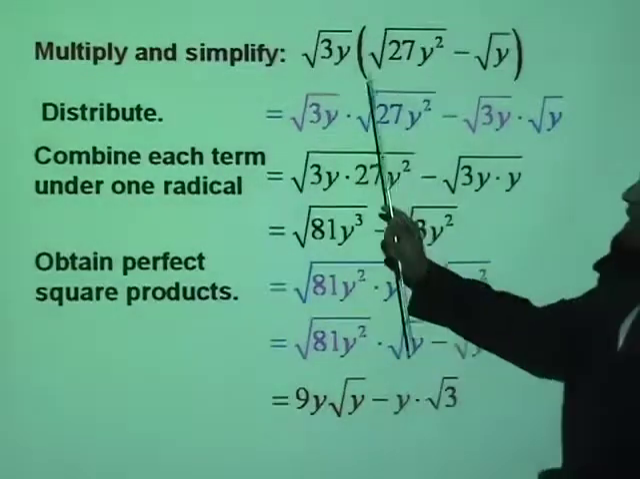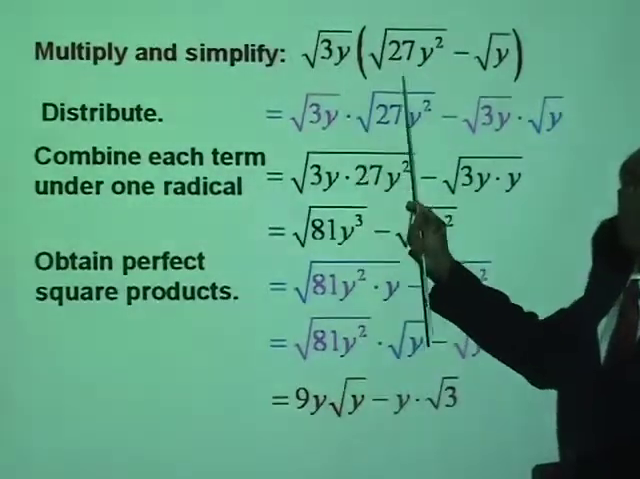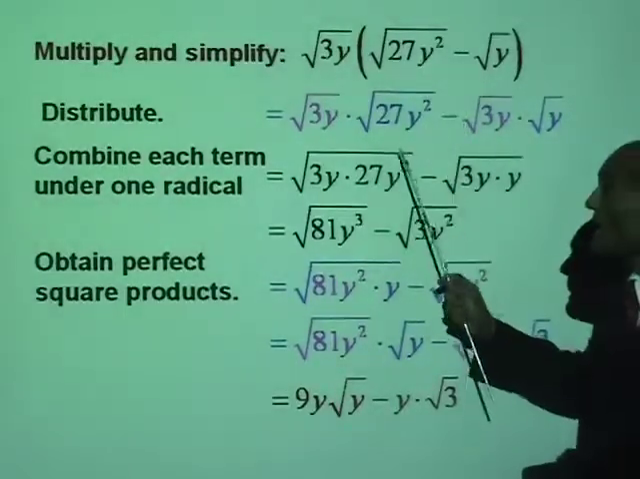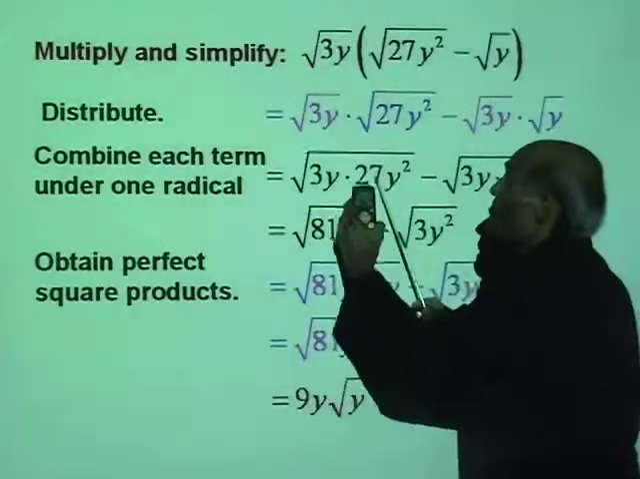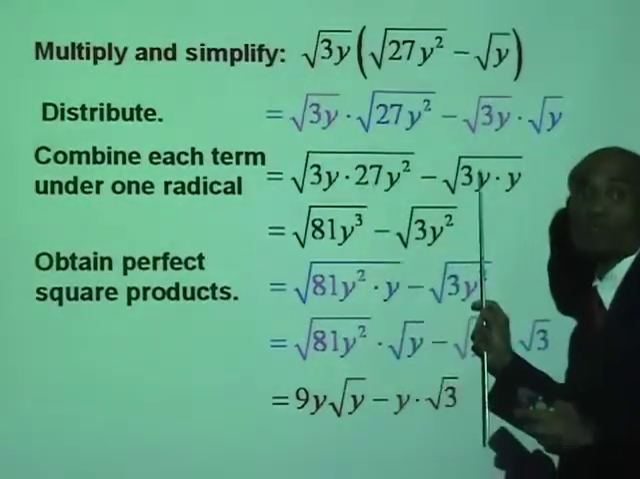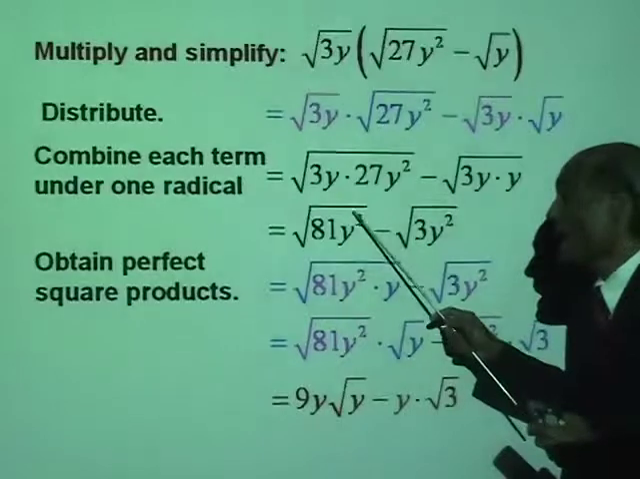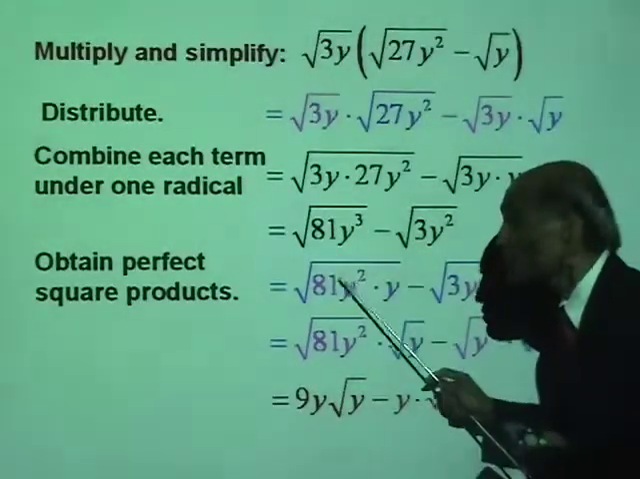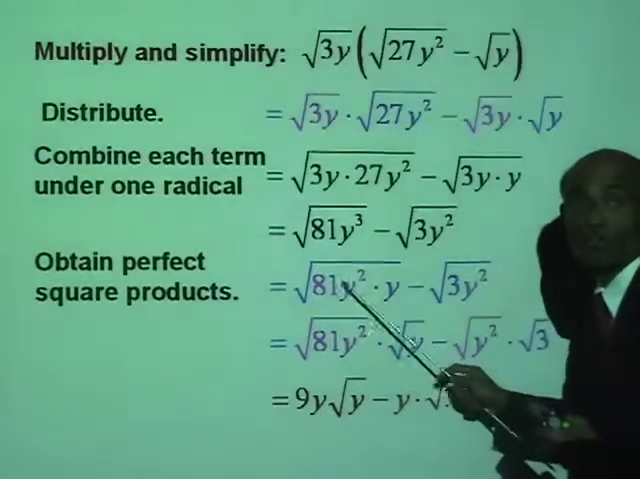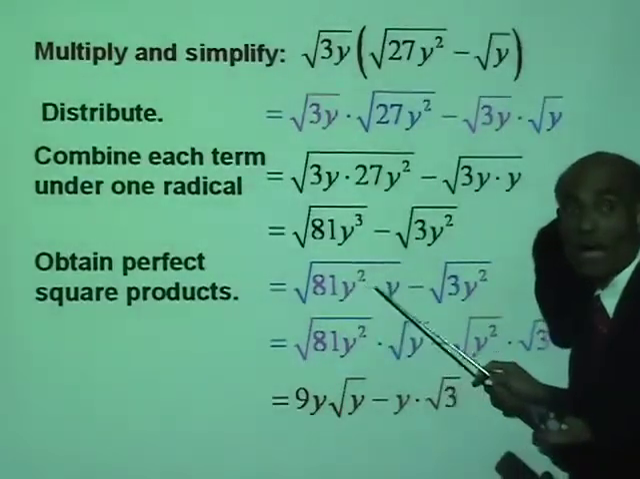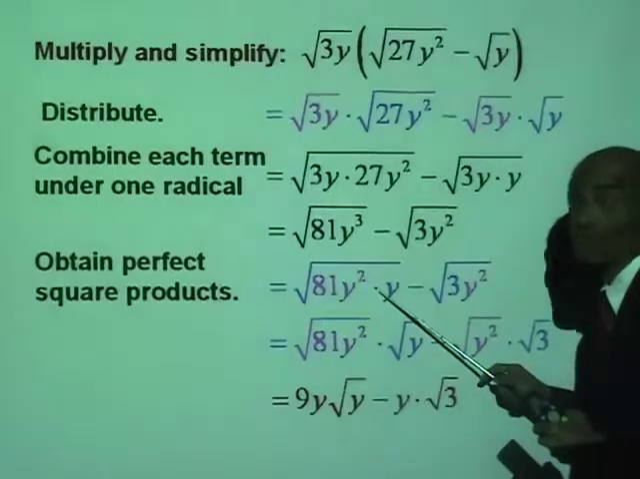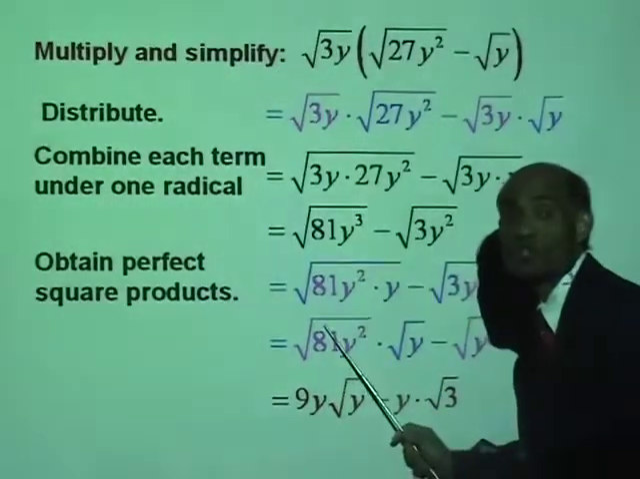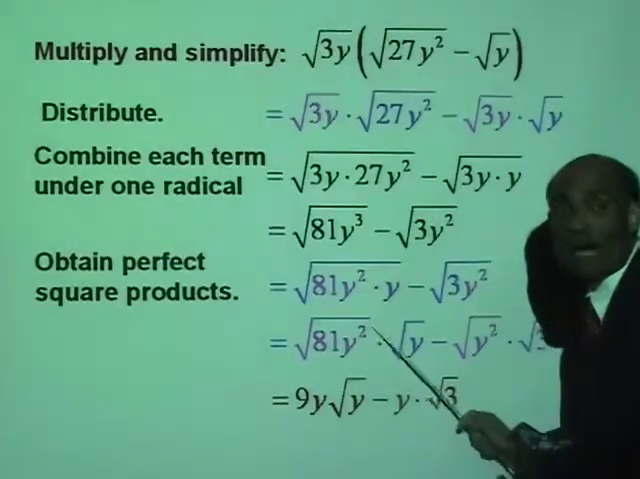Okay, so all we did is first multiply and distribute, and then combine each term in a single radical, and then write the terms inside the radical as product of perfect square and other terms, and then separate the perfect square terms into separate radicals and simplify.